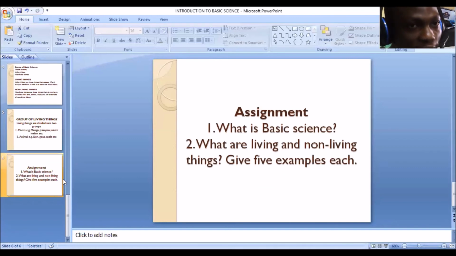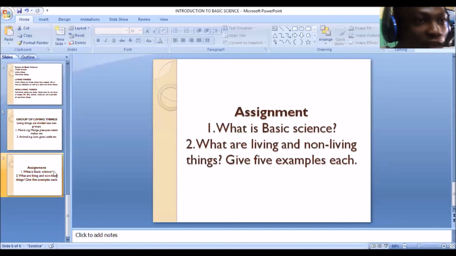And number two is, what are living and non-living things? I want you to explain what living things are and also what non-living things are. And then give me 5 examples each of living and non-living things. The examples you'll be giving me are those that are not included in this lesson. That's the ones I didn't give you. So you sort out new examples and give.